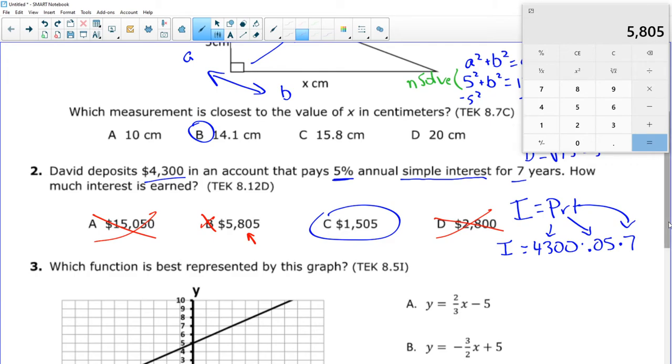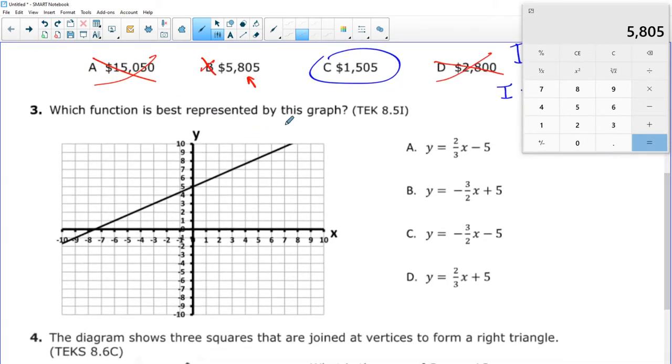Okay, moving on. Number 3, which function is represented by this graph? So I need a slope and a y-intercept. If I start with the y-intercept, we cross the y-axis at positive 5. I see that on answers B and D, so I can get rid of these. Looking at my remaining answers, I've got a negative slope and a positive slope. Since this line is going uphill, I know this is a positive slope, and the answer is D.